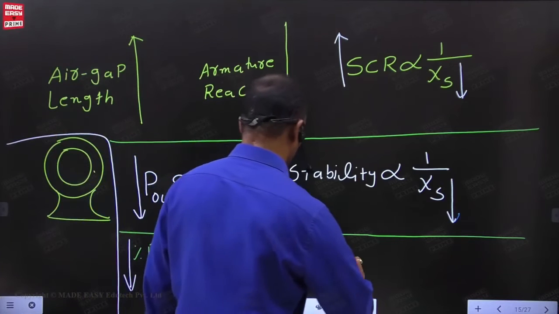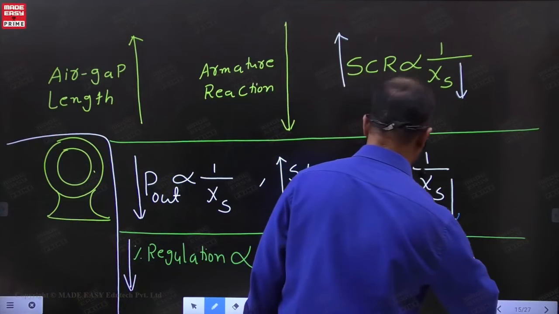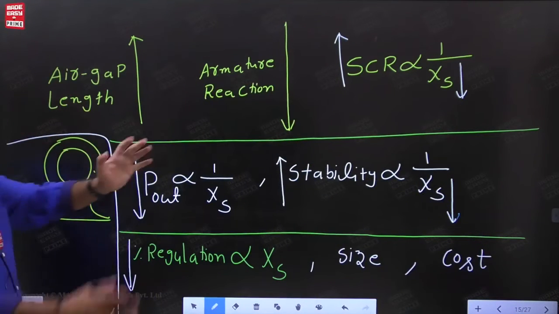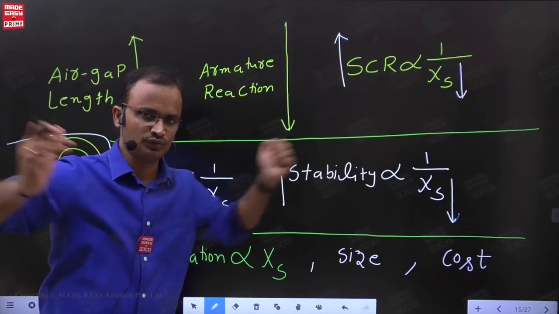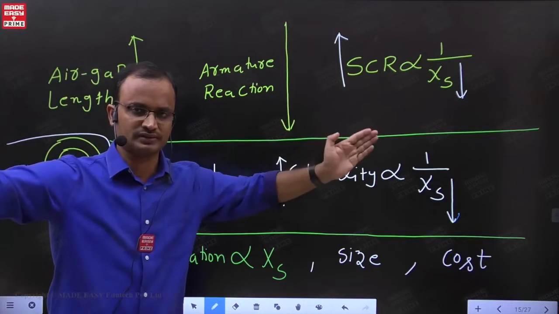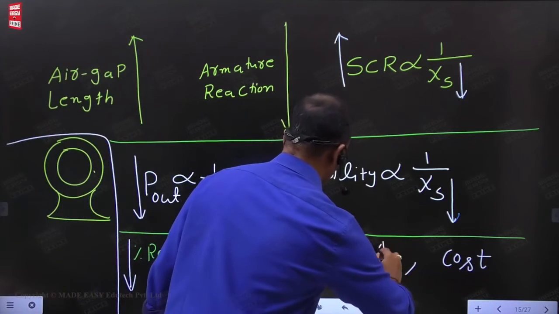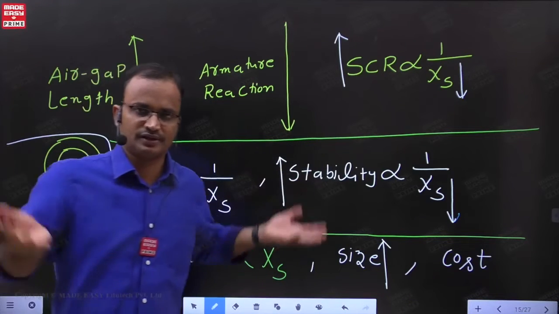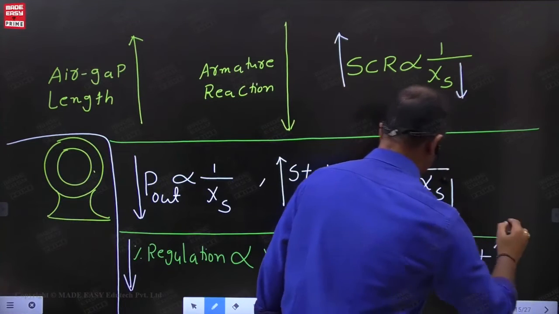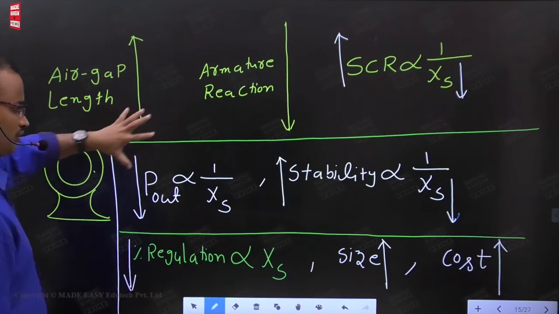Now finally, let us conclude about the size and the cost. देखिए इधर क्या कर रहे हैं, air gap length is increasing. Whenever the air gap length increases between the stator and rotor, obviously the size of the machine increases. जब size increase हुआ तो obviously what will happen? The cost also increases. That means, by increasing air gap length, we can conclude all these points.